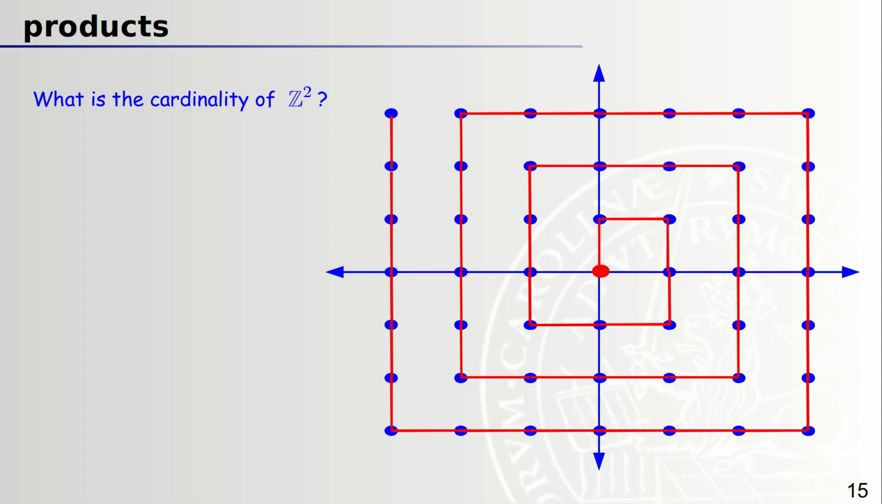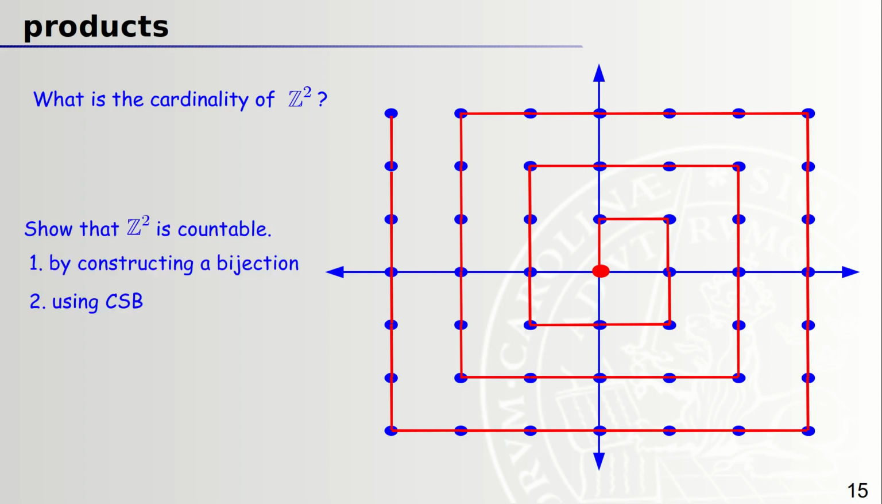In other words, we have just enumerated Z squared, effectively constructing a bijection between it and the natural numbers. This means that Z squared is also countable, and that multiplying Aleph 0 with itself results just in Aleph 0. If you want, you could try to show this more formally by constructing the bijection alluded to in the animation, or by using CSB. It's good practice.